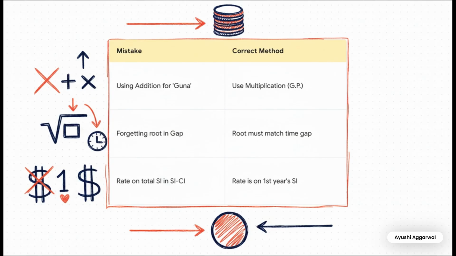Mistake number 1, using addition for the guna trick. Remember, it's always multiplication. Mistake 2, forgetting to take the root in the amount gap trick. And number 3, calculating the rate on the total SI in the difference trick. Always remember, the rate is calculated on the first year's SI only. You have to avoid these.